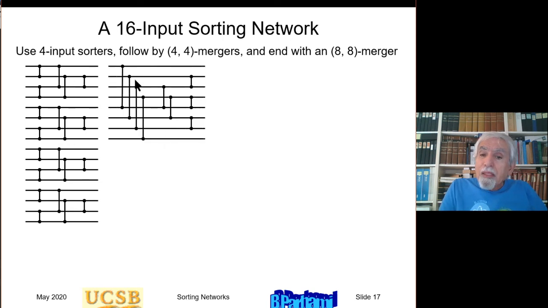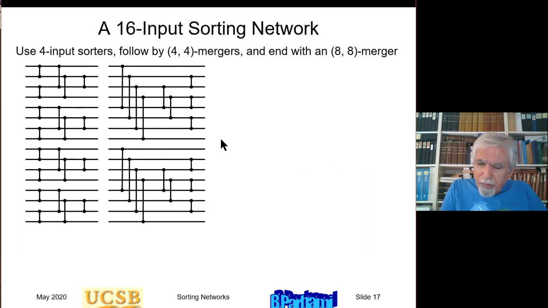Then we design what is known as a 4-4 merger. So we have a 4-input sorted sequence, a 4-input sorted sequence. This is a merging network. And there are methods for designing merging networks. I won't discuss them here, but there are very elegant methods for that. So here I now have 8 of the inputs sorted. First sort these 4 and sort these 4, then merge them. Similarly, merge these 4 and these 4.